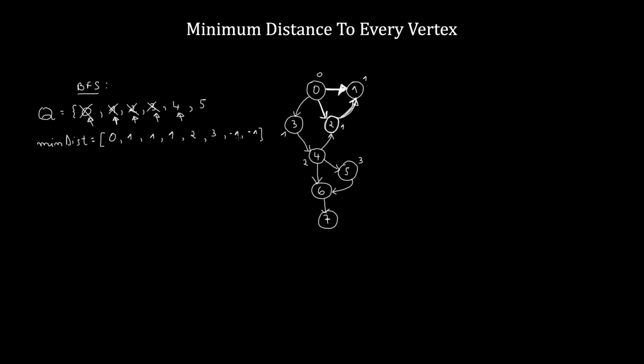6 hasn't been visited yet, so I'm going to assign this 2 plus 1, distance 3. This is going to be min dist of 6. And I'm also going to push node 6 into the queue. Now I'm done with node 4, I'm going to pop it out, the queue is still not empty, I'm selecting the first node, which is 5, I'm looping over its neighbors, I find neighbor 6, which has been visited already, so I won't do anything.